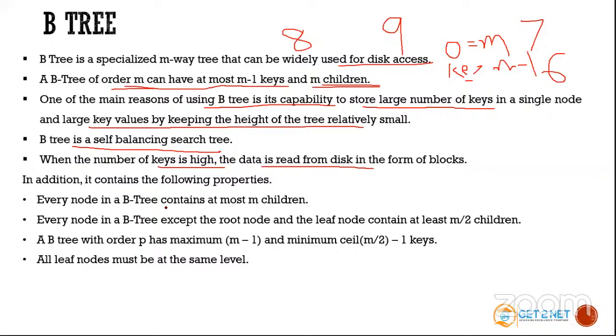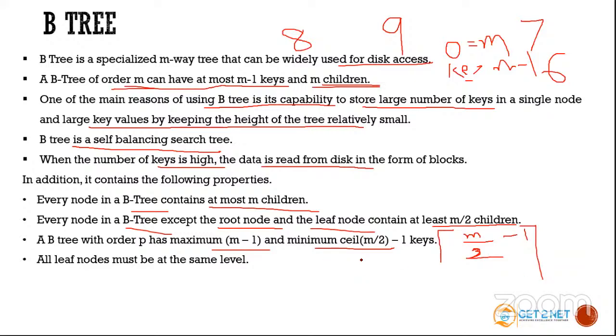Every node in a B tree contains at most m children. Every node in a B tree except the root node and the leaf nodes contains at least ceiling of m by 2 children. A B tree of order m has maximum m minus 1 and minimum ceiling of m by 2 minus 1 keys. Sorry, guys, it's m by 2, minus 1. It's the ceiling. I can't find that symbol actually, that's why I wrote here ceiling.